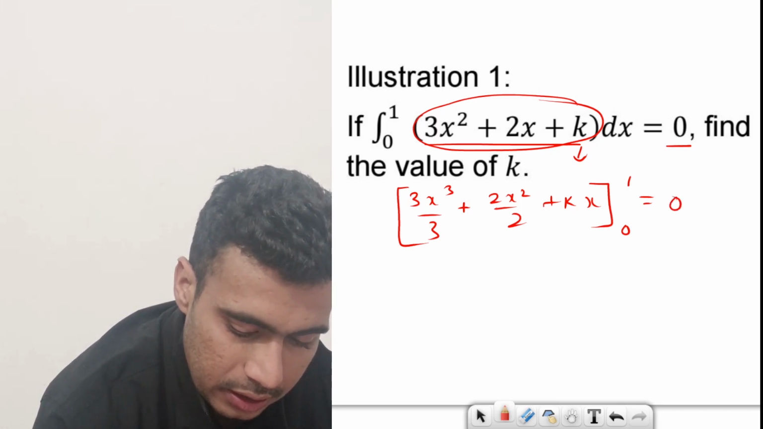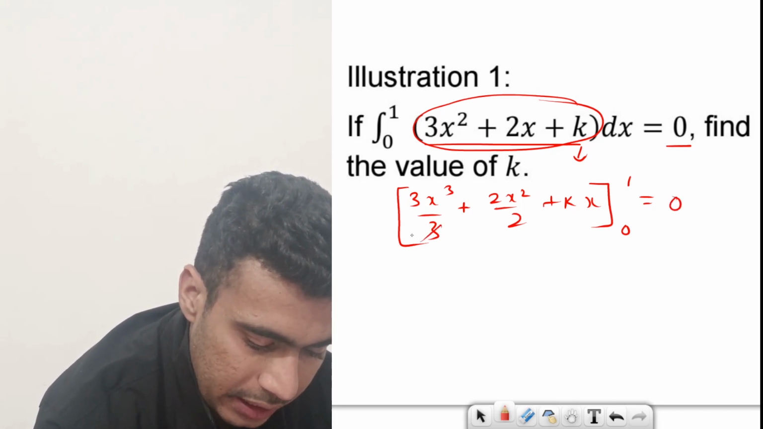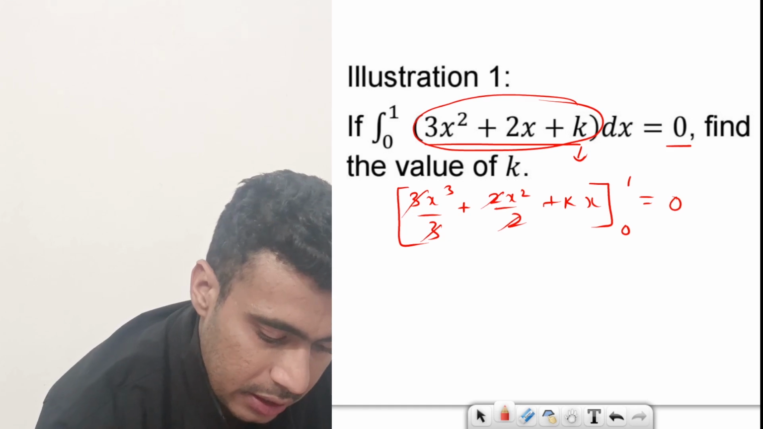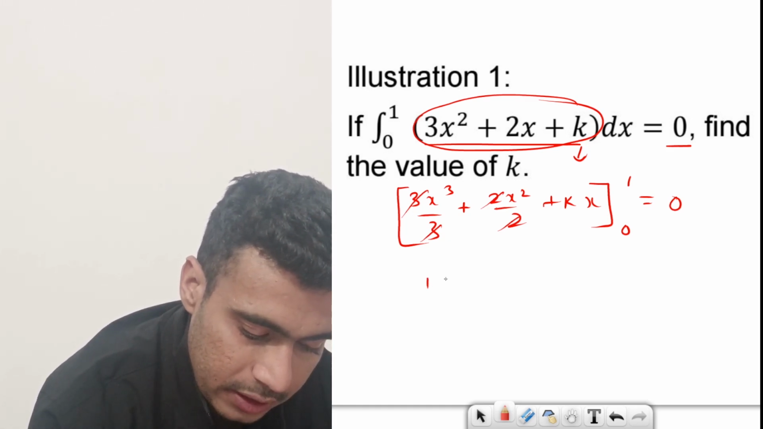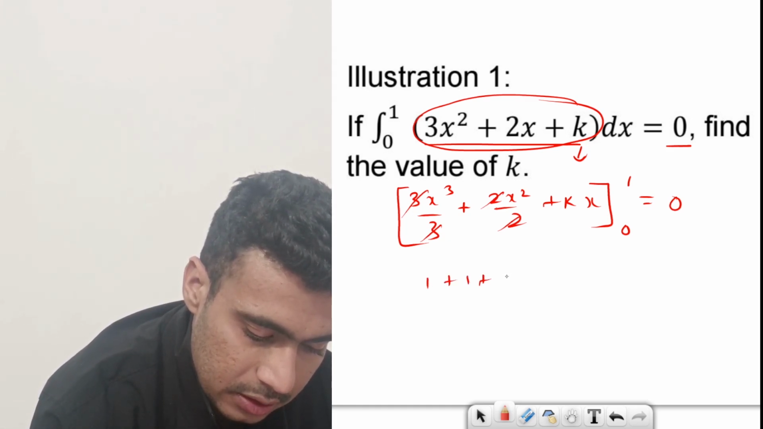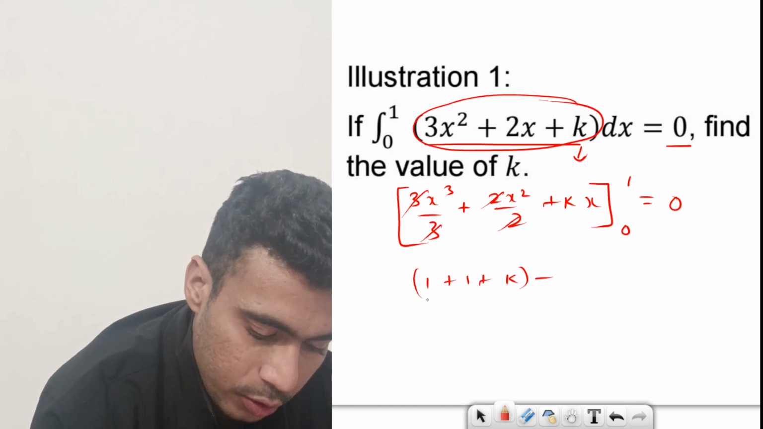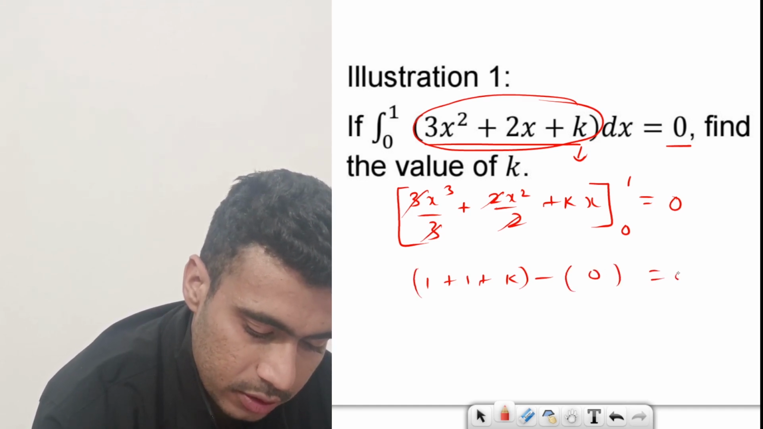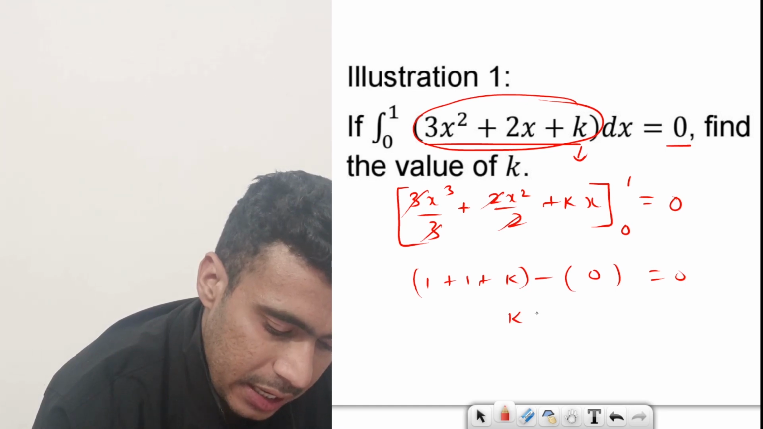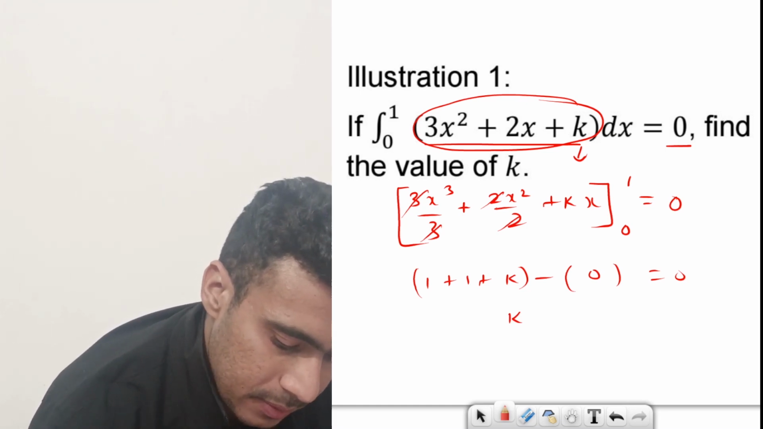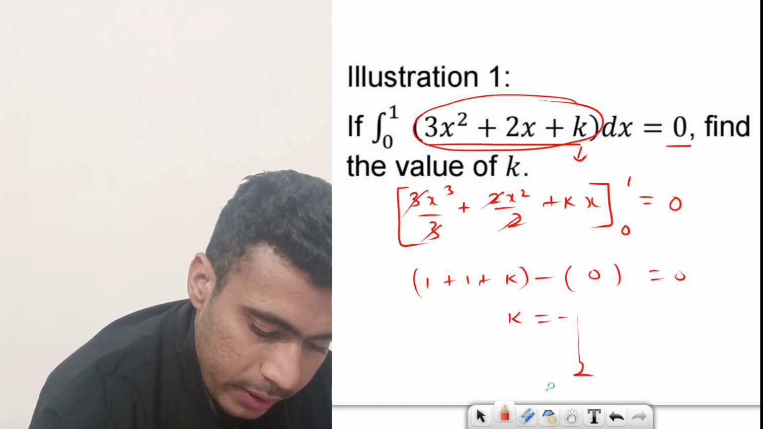So when you solve it out, try to understand. First of all, cut these things. When I put 1, it will be 1 plus k, and when you put 0, it will be 0 plus 0, and obviously all things will be 0. So finally you will get k plus 2 equal to 0. So k equals minus 2.